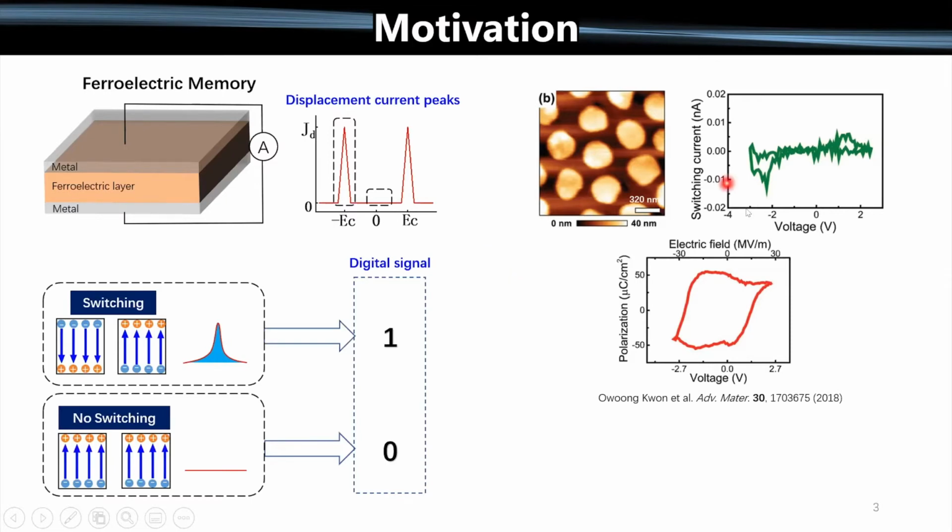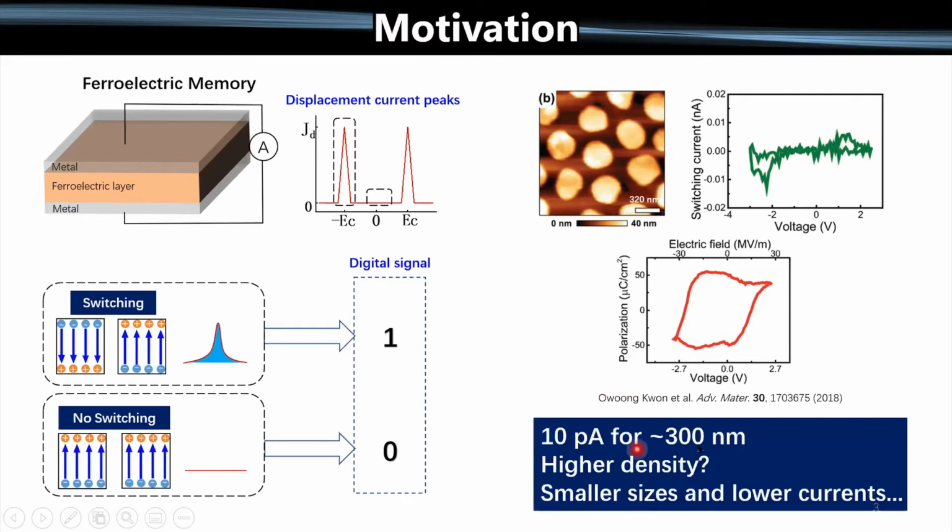Here you can see switching current for these roughly 300 nanometer ferroelectric capacitors, and you can see the polarization versus voltage here. So this is 10 picoamps for about a 300 nanometer size. But as we go to higher density and smaller elements, smaller sized features, we're going to have lower currents. So having a mechanism to enhance the current might be beneficial for reading out the polarization state in ferroelectric memories.